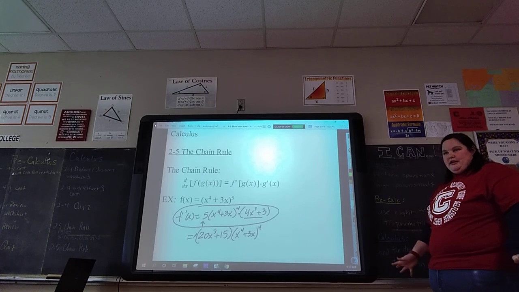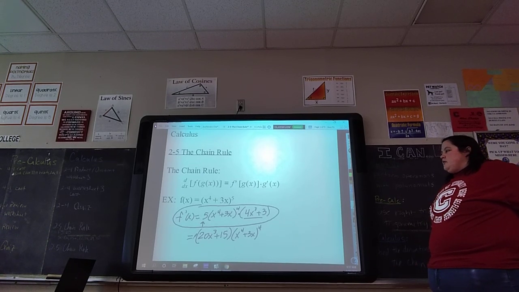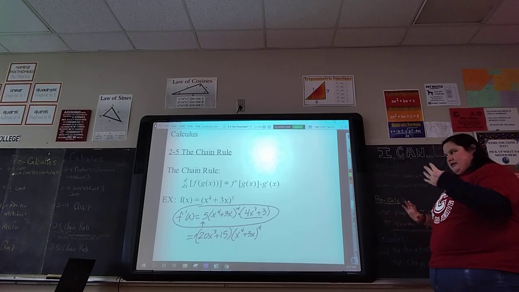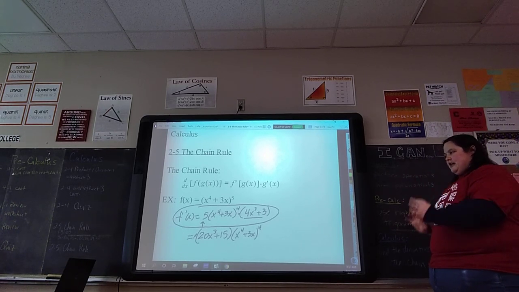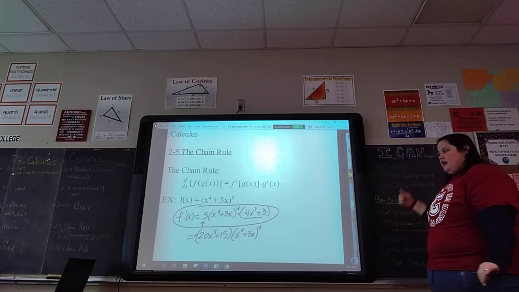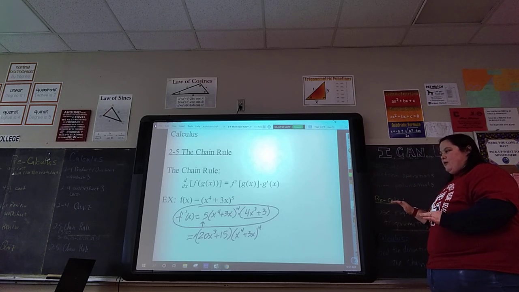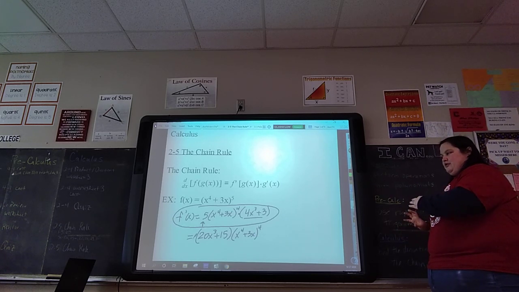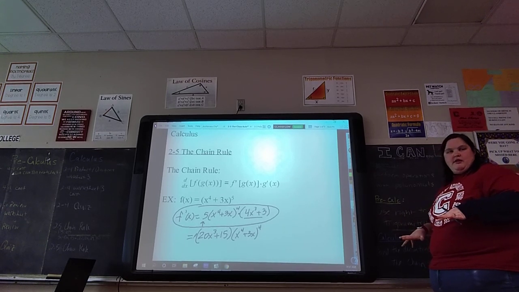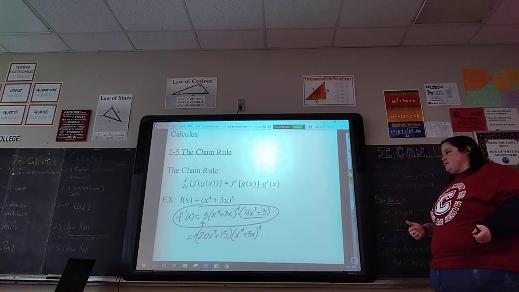So that's the basic chain rule. The derivative of the outside function, the outside function is just an exponent. So we move the 5 in front. The inside stuff does not change. Then subtract 1 from the exponent, so it became 4. Then we take it times the derivative of the inside. That's the basics of the chain rule. So it's here.